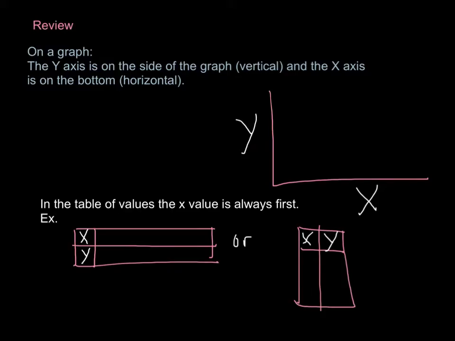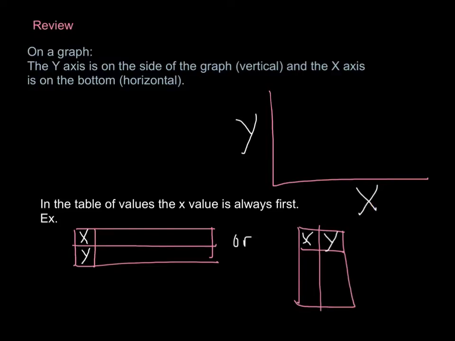So first, like I promised, here is part of your review. What you've got to remember is on a graph, there's always a y-axis and an x-axis. The y-axis is always on the side of the graph, right here, which is the vertical side. And the x-axis is always at the bottom, down here. No matter what, never changes. That's where y goes, and that's where x goes.